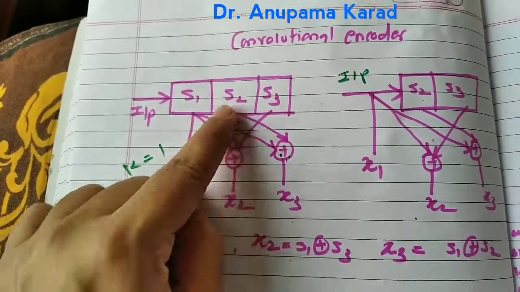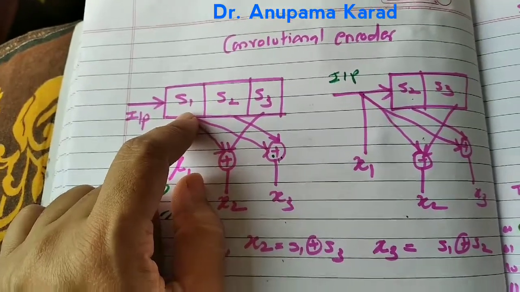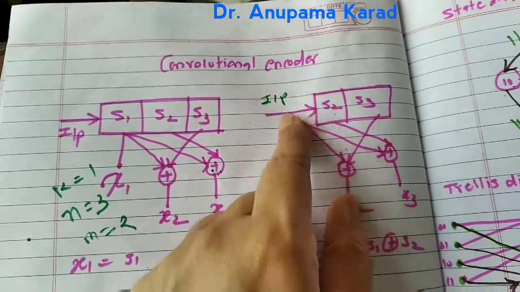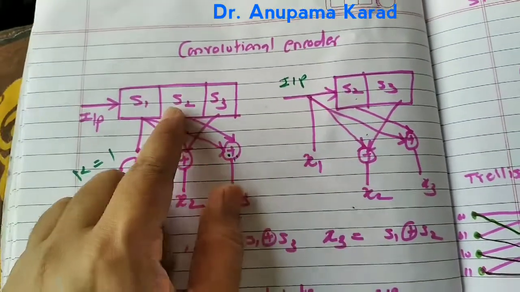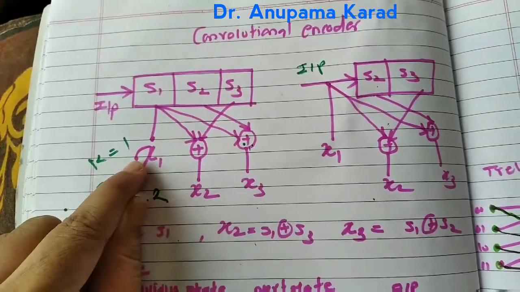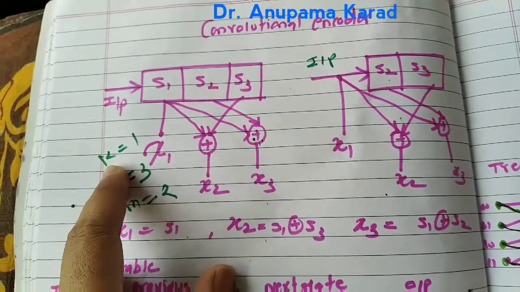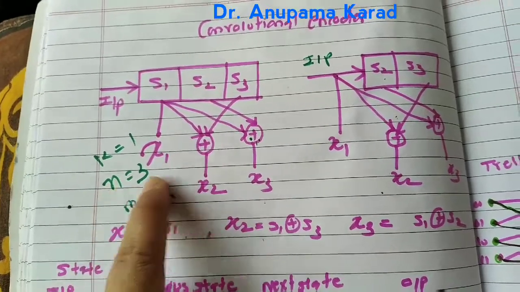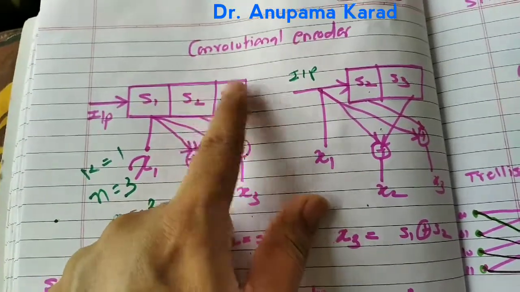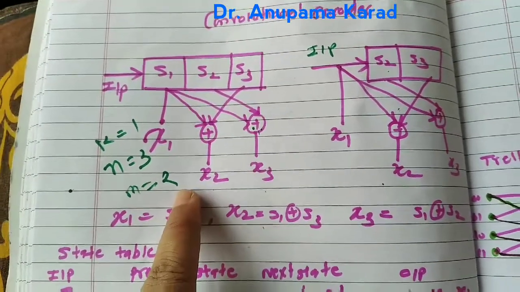For the input, they have shown one memory element. In few books, they don't show the memory element for the input. Outputs are x1, x2, x3. So k, small k, that is input is 1, outputs n is equal to 3 and memory elements are 2, m is equal to 2.